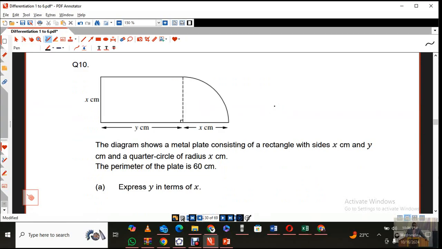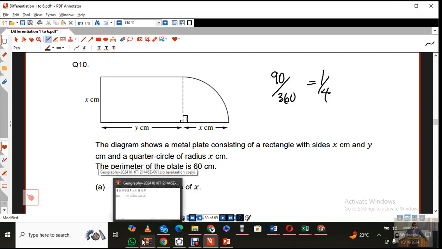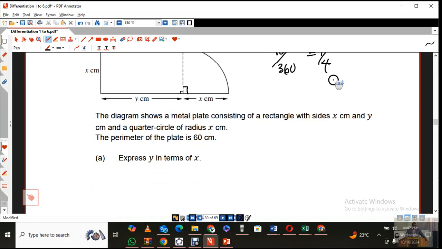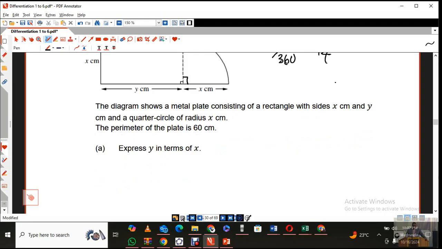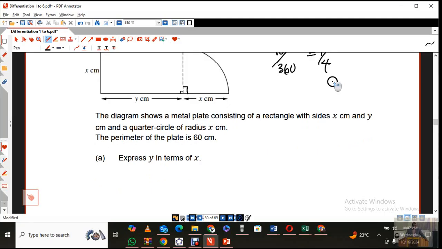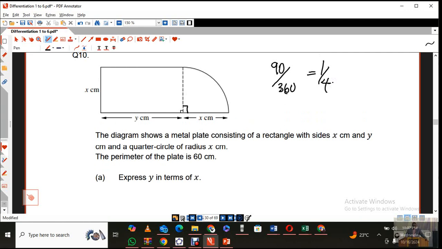Question 10. The diagram shows a metal plate consisting of a rectangle with sides x and y, as you can see, and a quarter circle. A quarter circle is 1 over 4, 90 degrees here, so it's 90 over 360, that is where a quarter of a circle comes from. And they are saying the perimeter of the whole plate is 60 centimeters, so we have to express y in terms of x. So let's use the perimeter.